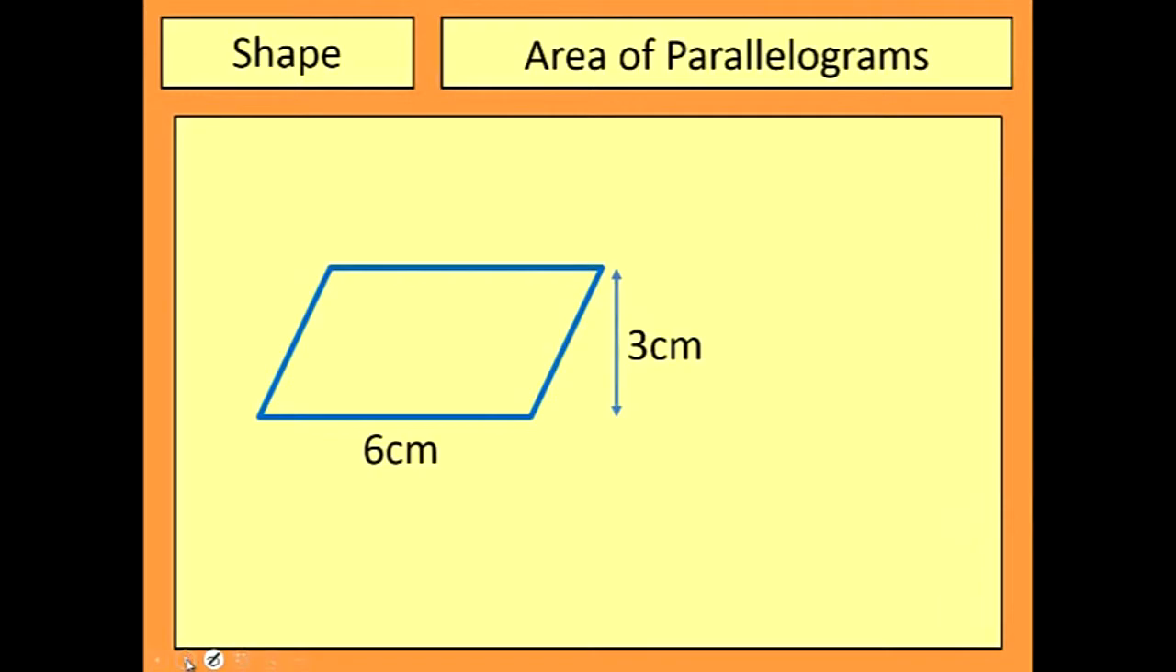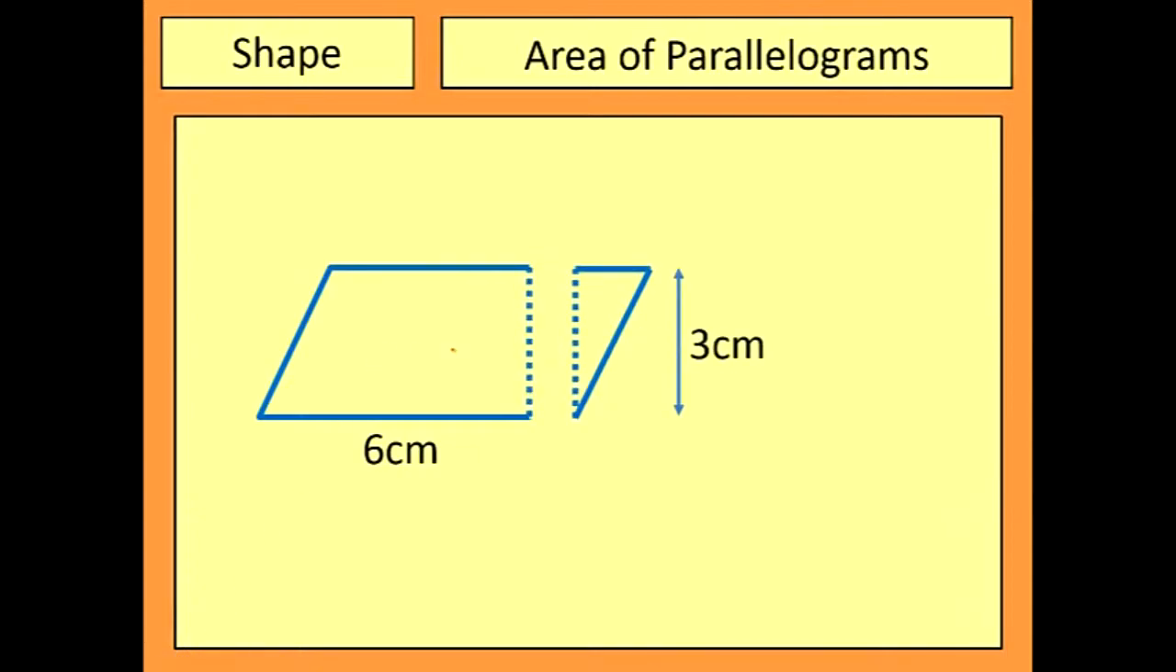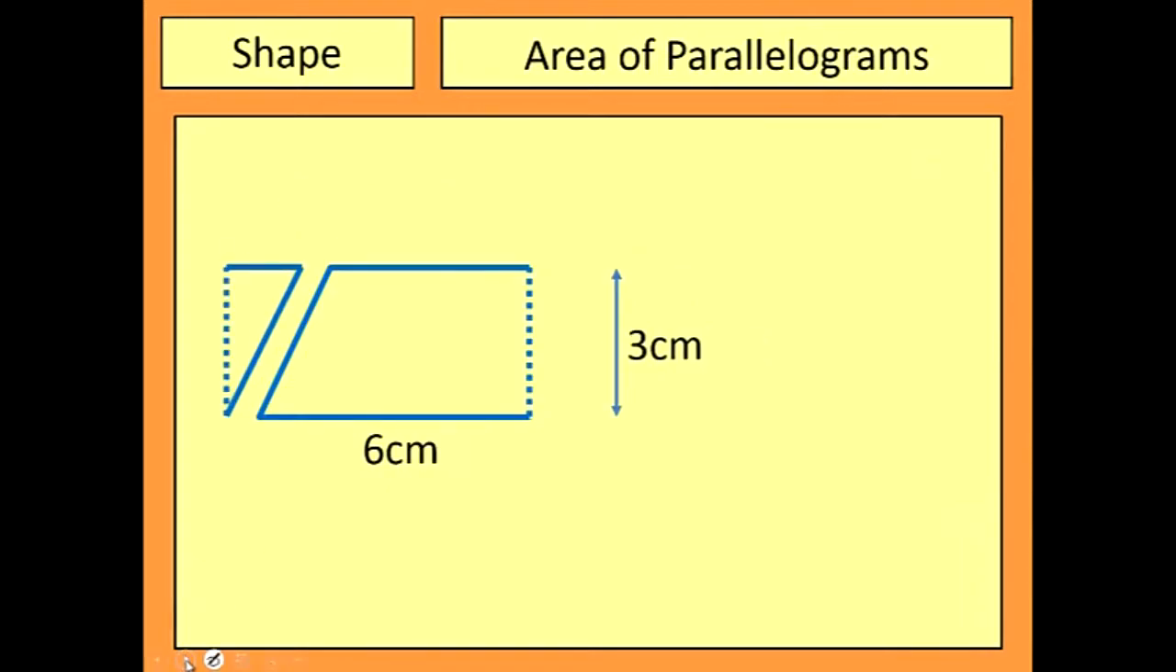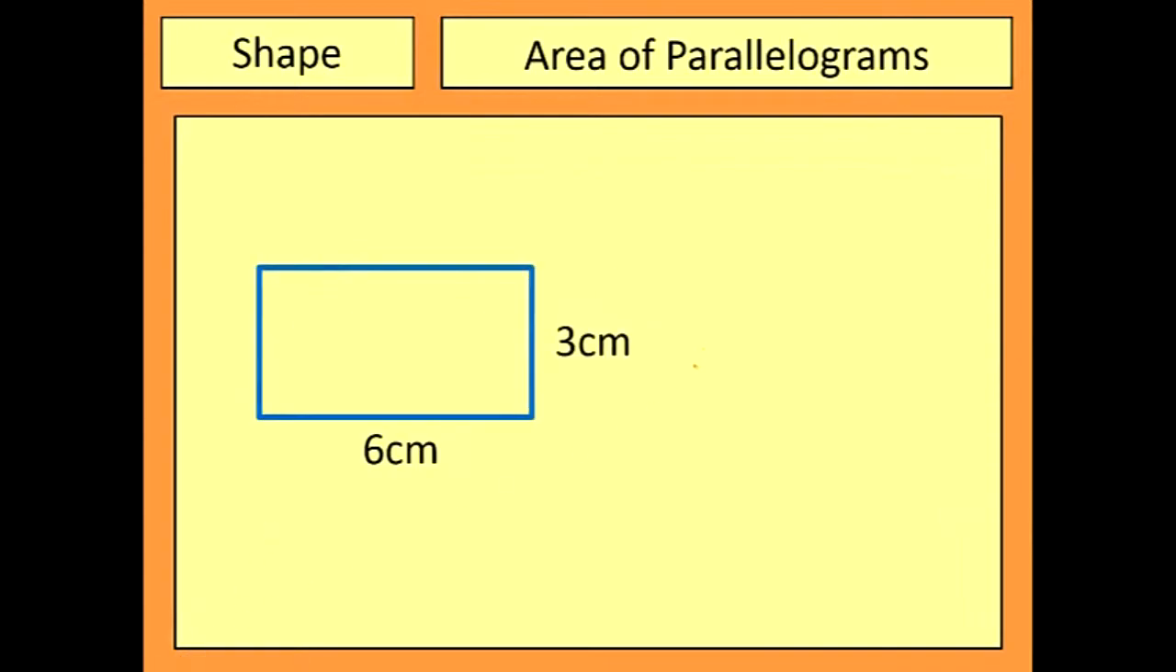Well, if you take this parallelogram and you mark on this line here, and imagine that you cut along that line and split it into two shapes, you'd end up with this shape here and then this triangle here. If you take this triangle and we put it over here, like so, and then join the shape up, you'd end up with this. Now we know that shape is a rectangle, and actually we know how to calculate the area of a rectangle. This one will just simply be 6 times 3, which is 18 centimeters squared.